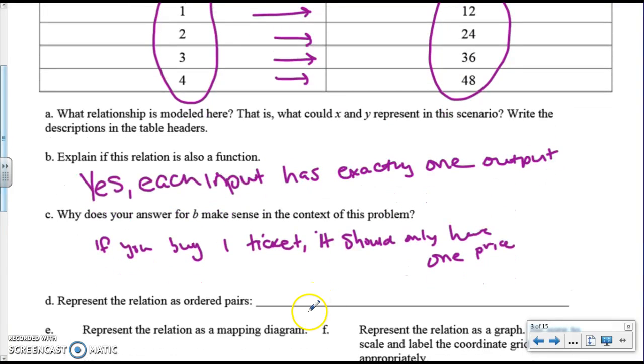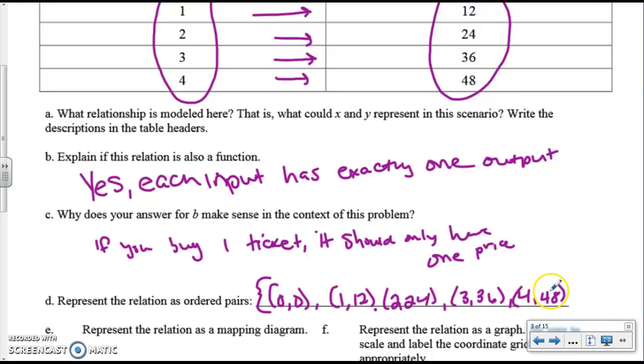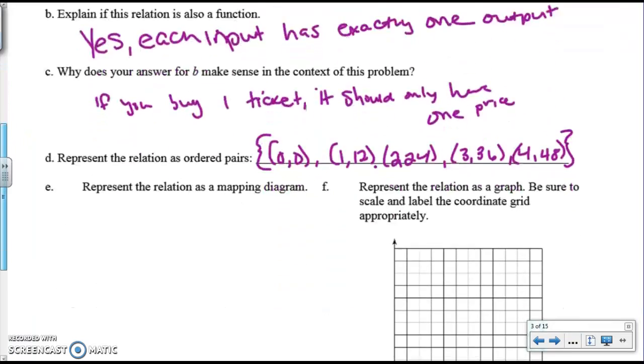Represent as ordered pairs. So 0 tickets, $0. 1 ticket, $12. 2 tickets, $24. 3 tickets, $36. And 4 tickets, $48. Now, when you're doing this as a relation, to show that they go together, we always put these curly braces around them, so we can tell that they go together.